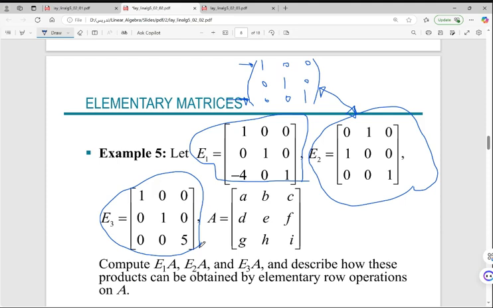Now consider matrix A, which is not an elementary matrix. It is A, B, C, D, E, F, G, H, I, as you see. Compute E1A. I'll give you 30 seconds, and then let me know what E1A is.